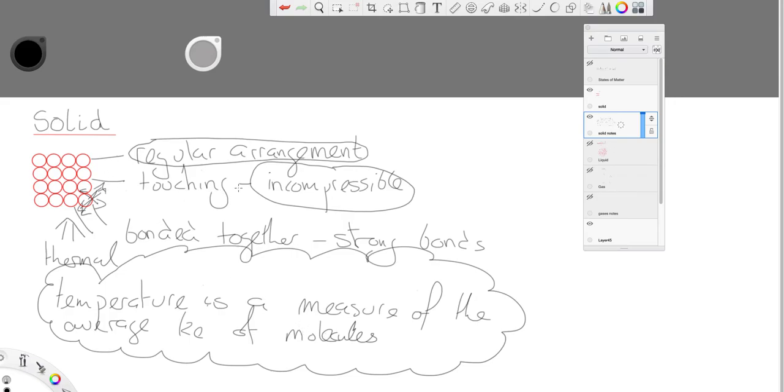So there's your solid. Regular arrangement, atoms and molecules are touching. That makes your solid incompressible. They are bonded together, so they don't slide past each other. So you can't pour a solid.